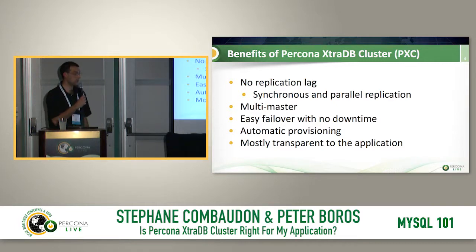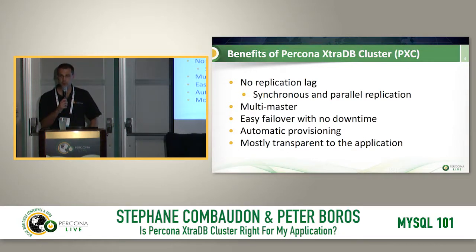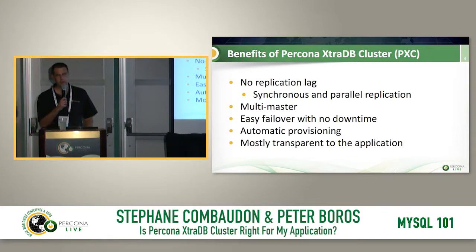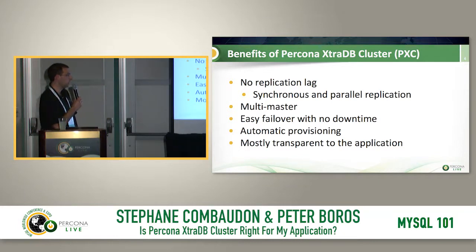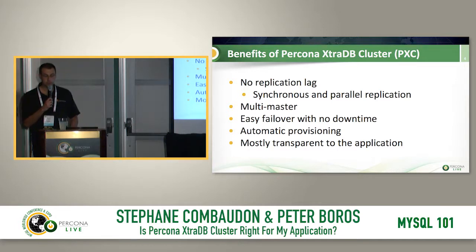PXC is also a true multi-master solution. So with the traditional master-slave replication, you can set up a master-master, let's say, cluster, and you can write on both masters. But this is supported, but you shouldn't do that because it's the best way to have data corruption, replication errors, and any possible problem. With PXC, you can do that. It's supported. You have write conflict detection.